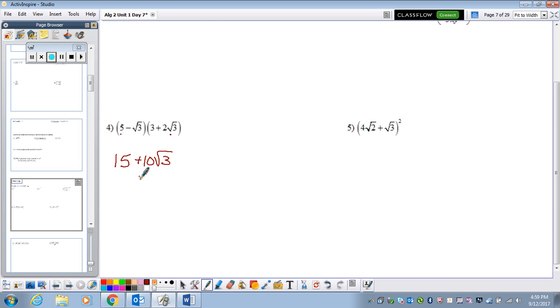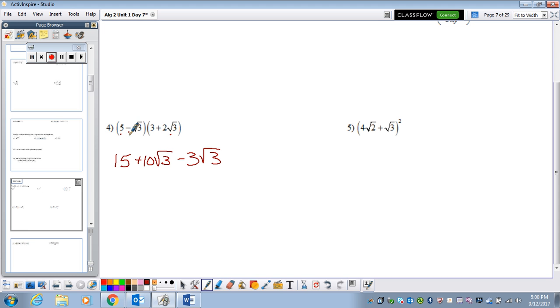Inner times inner, negative square root of 3 times 3. Think of this as a negative 1 on the outside here. So negative 1 times 3 gives me a negative 3. And then square root of 3 is the only radical, so I bring it down. Last times last, negative square root of 3 times positive 2 square root of 3.